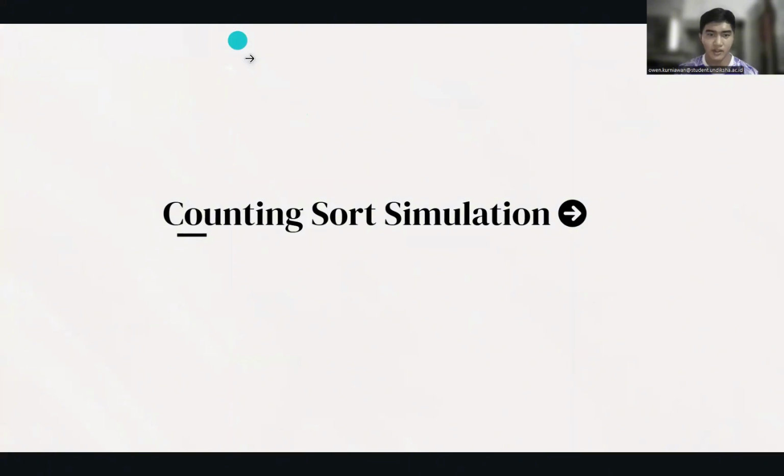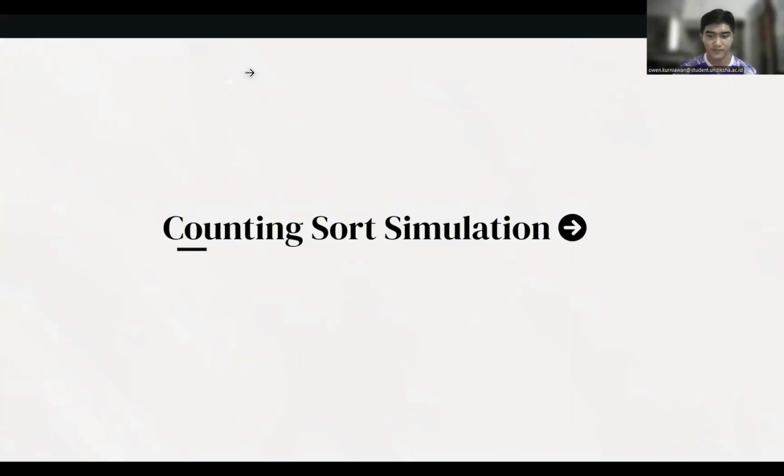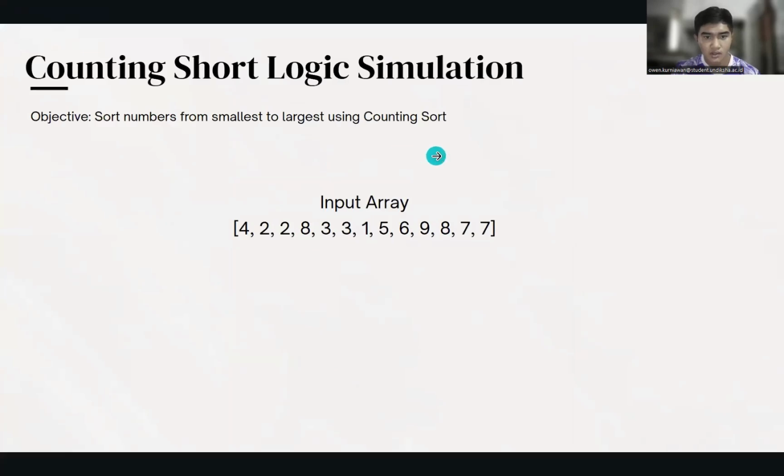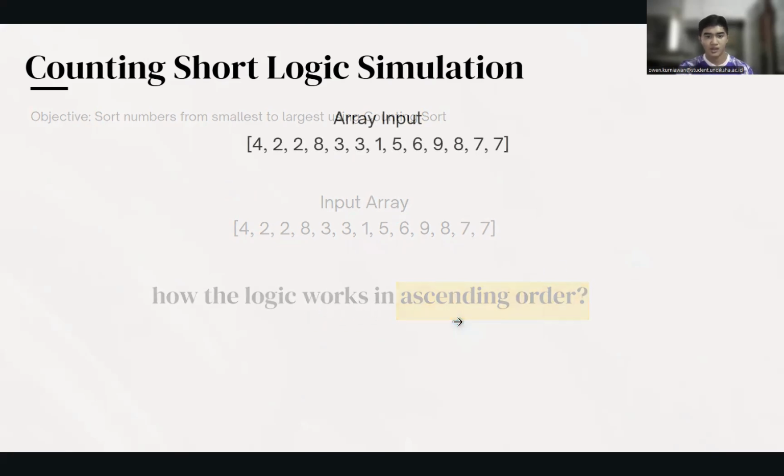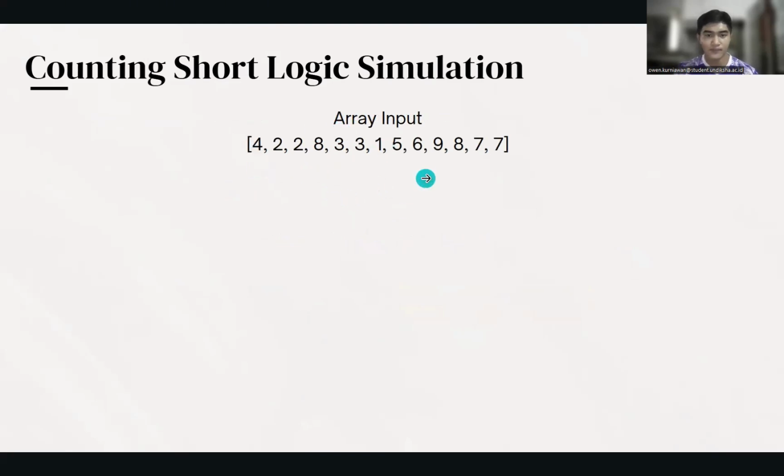Okay, everyone, here I will be explaining the simulation. In this simulation, we have an input array that consists of 10 elements. Those elements are 4, 2, 2, 8, 3, 3, 1, 5, 6, 9, 8, 7, and the last one is 7 also. Our objective is to sort the numbers from smallest to largest using counting sort. Here we'll be using the logic in ascending order. Okay, so this is the input array.